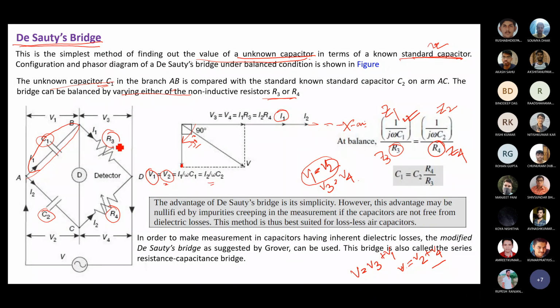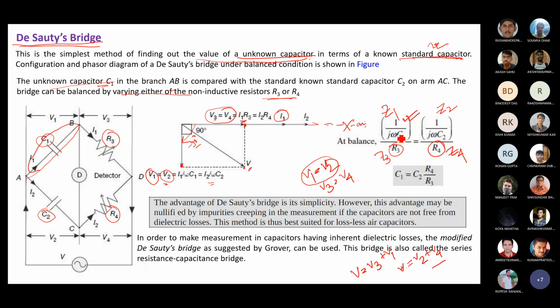What is V3? V3 equals R3 into I1, so it is I1 R3. V3 equals V4, and V4 is I2 R2. All are the same, so this point is V2, V3, V4, and this one is V1, V2. If you add them, you will get the value of V as a vector. Then you balance them.